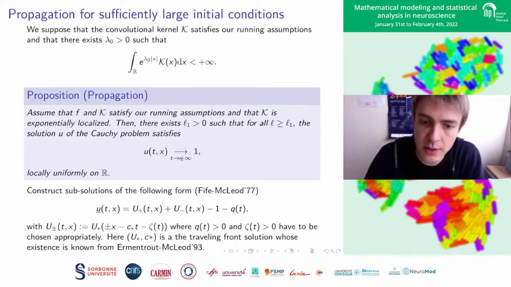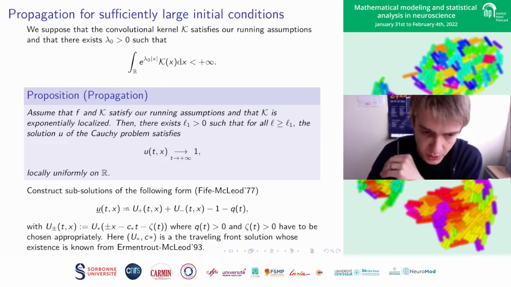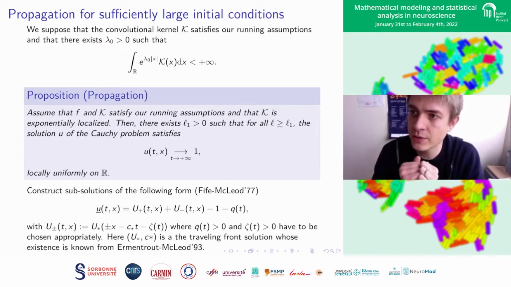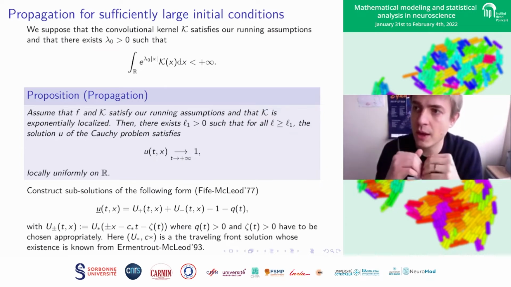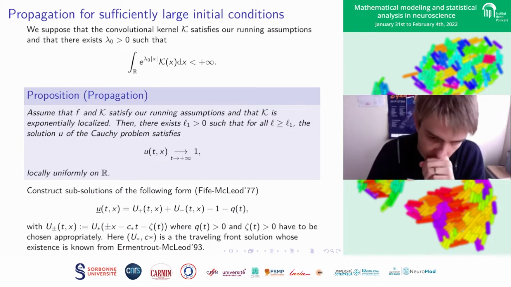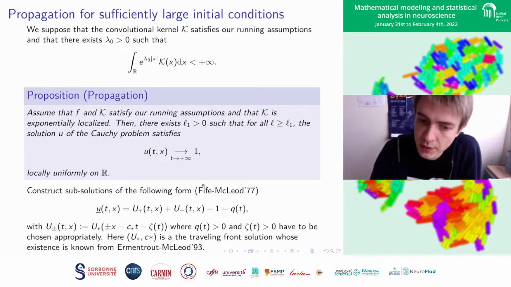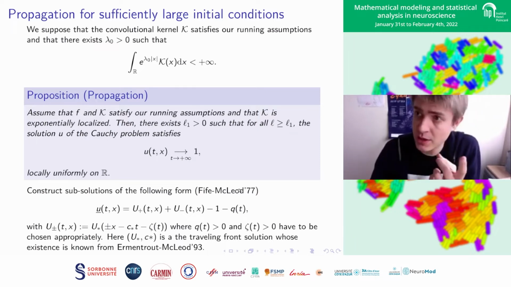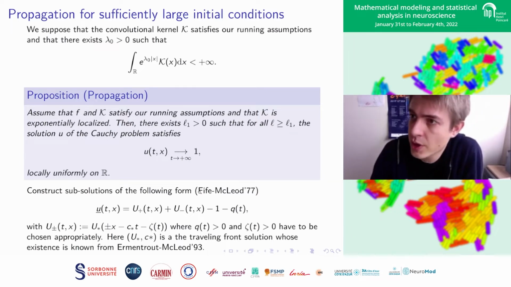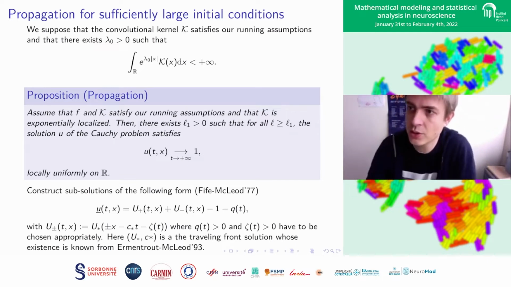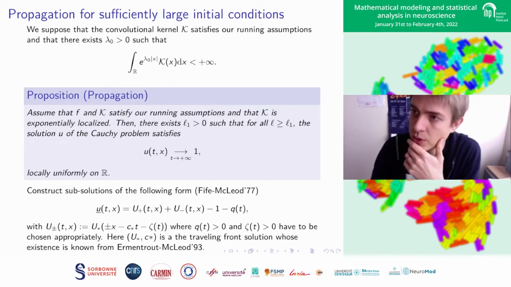But anyway, in that case, you obtain local uniform convergence by getting sub-solutions that are just the concatenation of two traveling fronts, and you can squeeze them below any solution. So the type of sub-solution is reminiscent of the work by Faye and McLeod, but in that case, the non-local structure of the equation makes it very difficult to prove that you can actually use this type of solution as sub-solutions.